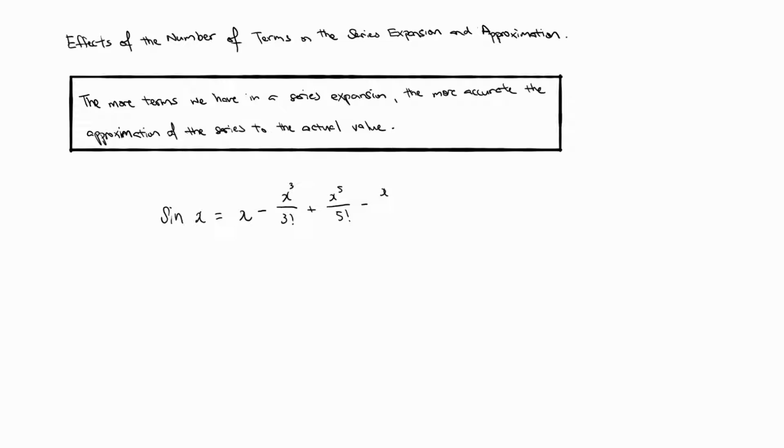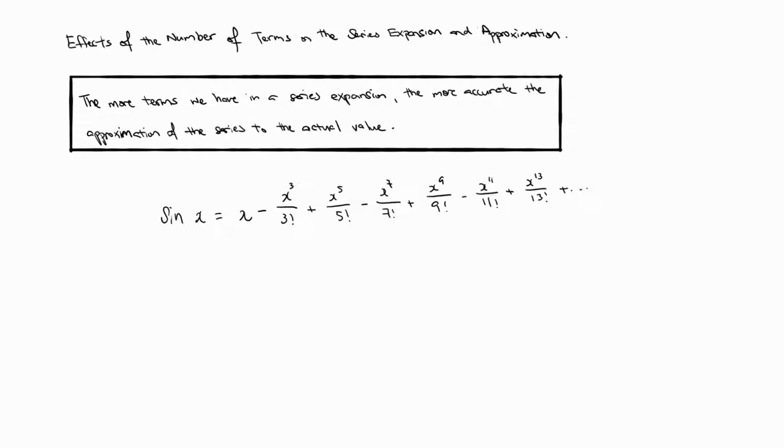now if you were to continue this, there's a pattern. We increase the power by 2, and then we have 7 factorial. We also increase the denominator, the factorial, by 2 each time, and so on and so forth. So we can go up to x to the power 9 over 9 factorial, minus x to the power 11 over 11 factorial, and then so on. Let's just do one more: x to the power 13 over 13 factorial plus dot dot dot.